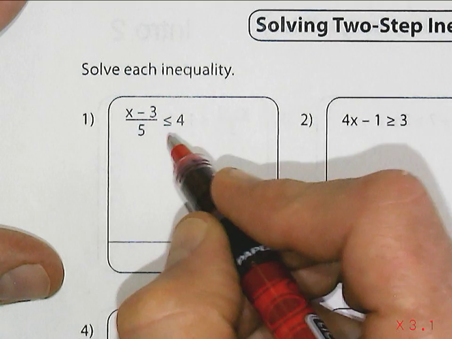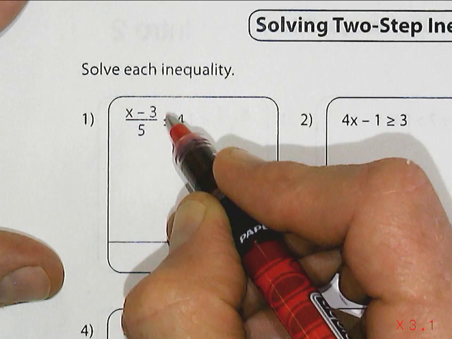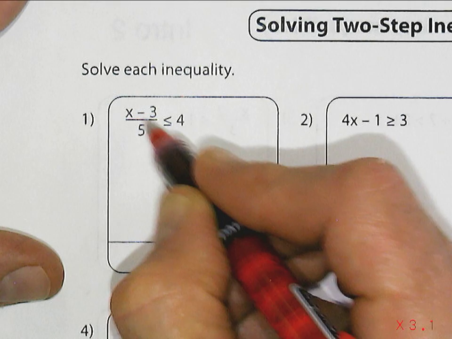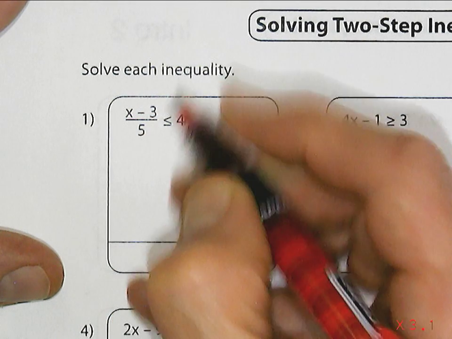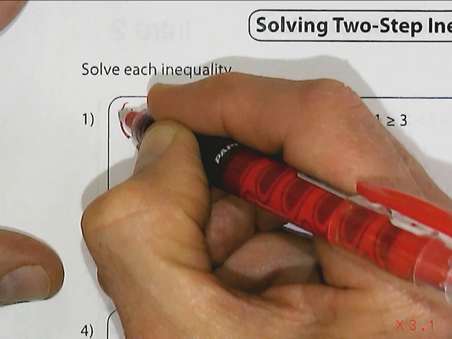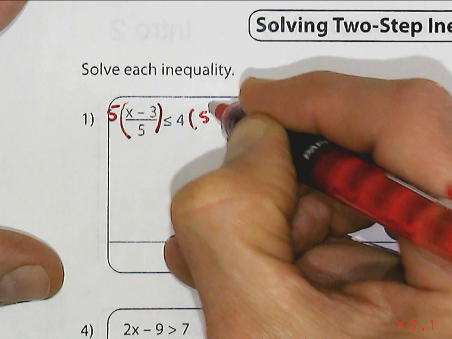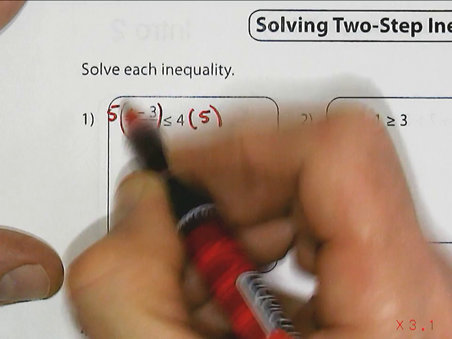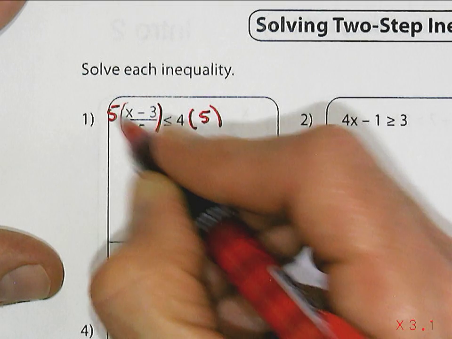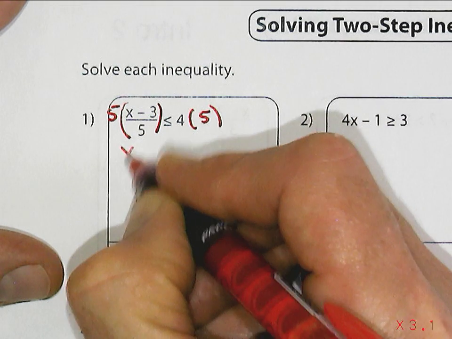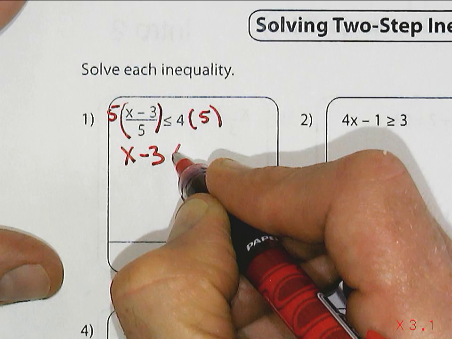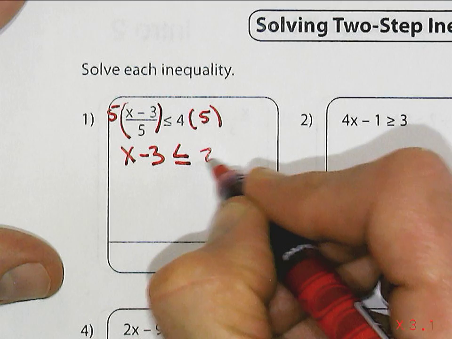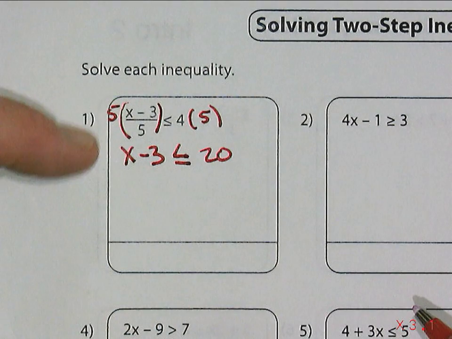The idea is to get x all by itself over here. And we really want to work toward the x, but we need to get rid of this 5 that everything is divided by first. So when you want to get rid of something that's being divided by, you multiply both sides by that term. So since it's divided by 5, I'm going to multiply both sides by 5, which makes the 5 over here cancel. 5 divided by 5 is 1. And so I have x minus 3 on the left side, the inequality symbol in between them, and then 4 times 5 is 20. And so now I've eliminated the fraction, really.